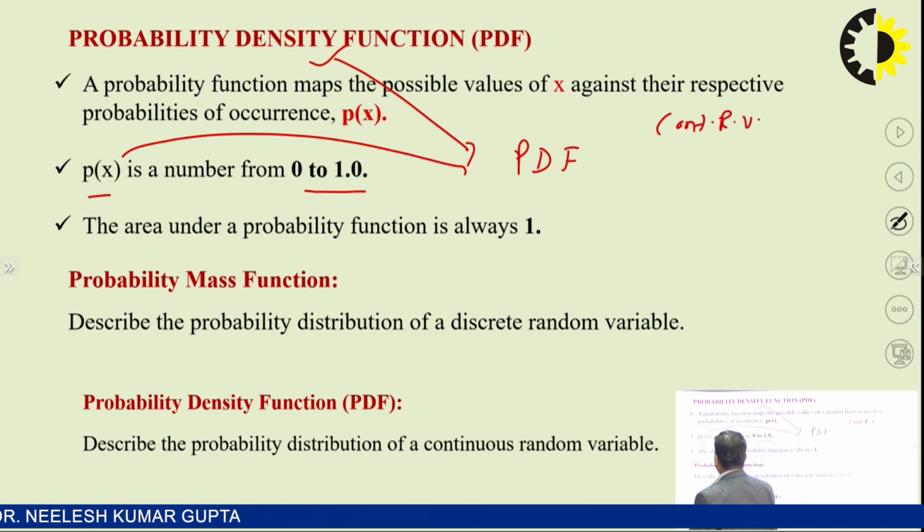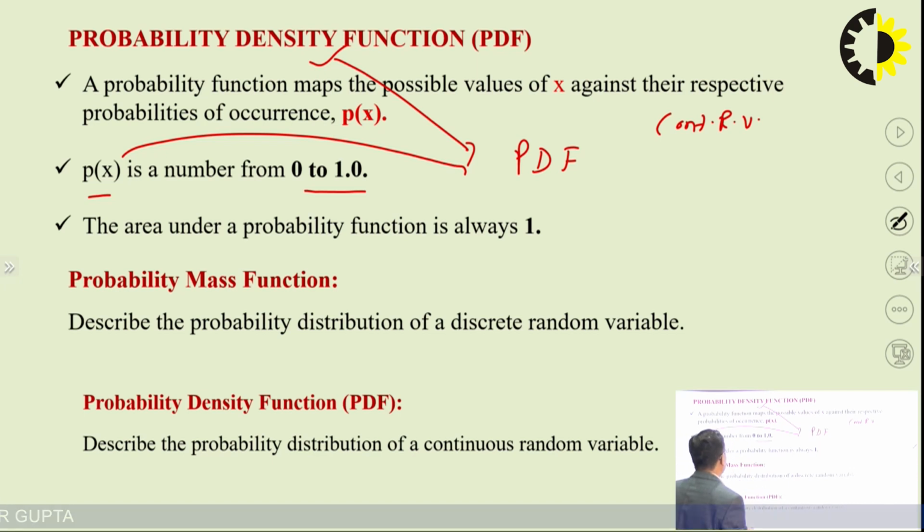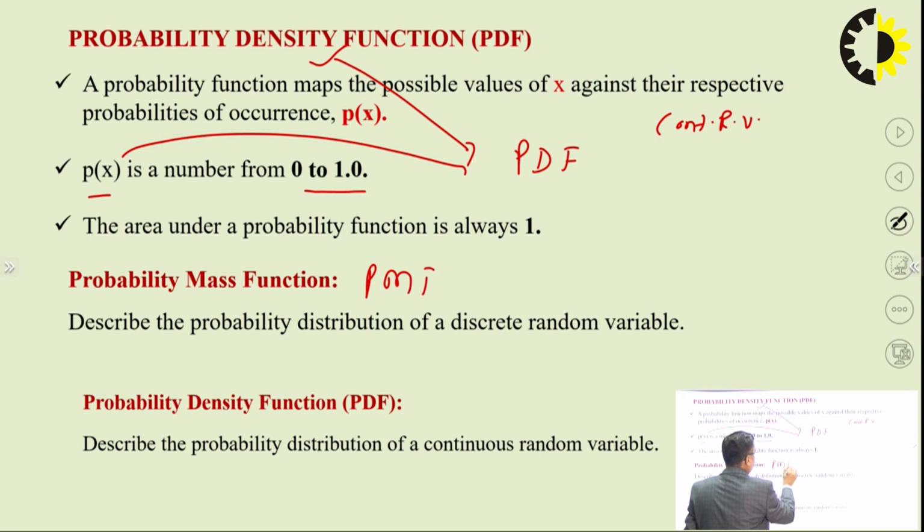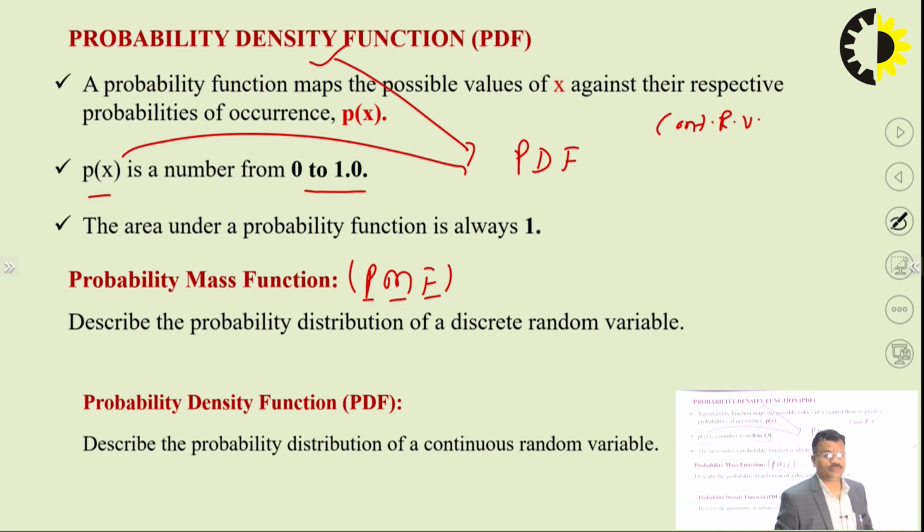For a discrete random variable, the same probability distribution we can represent by using PMF. PMF means what? Probability mass function. Okay. So always you have to keep this in your mind. If it is a continuous random variable and you have to show it in terms of a density function, it will always be PDF, and PDF is always shown by the small f, f of x.